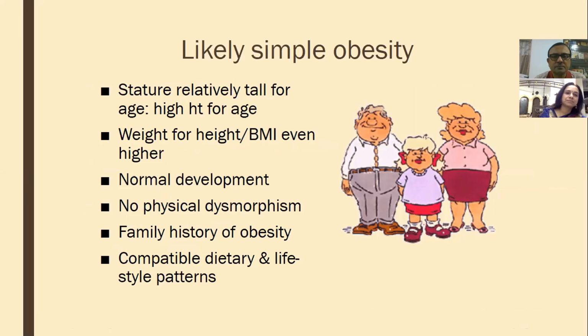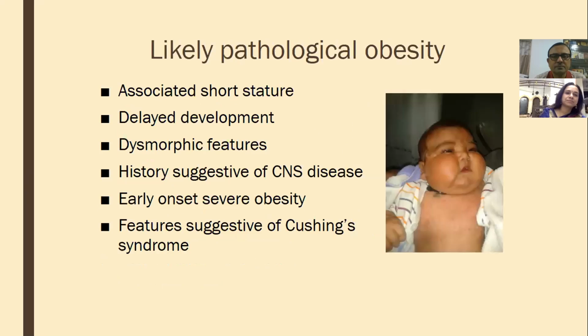So in general, if the child looks okay, has a normal development, stature is relatively tall for age, but BMI is even higher, a higher Z score for BMI as compared to the height-for-age Z score, with normal development, no physical dysmorphism, and a compatible dietary and lifestyle pattern, is likely to have simple obesity. Whereas a child with associated short stature, a child with delayed development, a child with dysmorphic faces, any history suggestive of previous CNS disease, early onset severe obesity, and features suggestive of Cushing syndrome is likely to have a pathological cause of obesity.